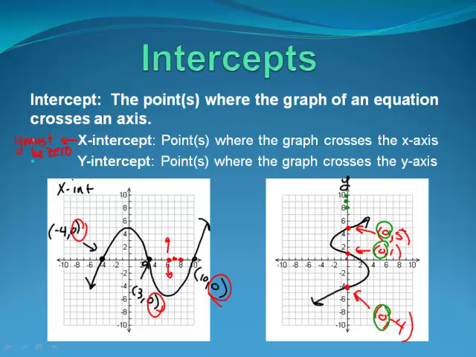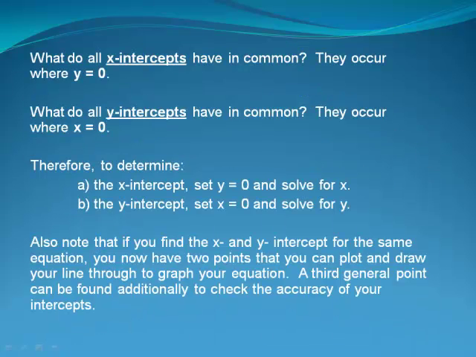In order to have a point on the y-axis, you can't have moved right or left off of the axis, which means x has to be 0 in order to not move left or right, because that's what x movement does. And so, if we summarize that on this slide, what do all x-intercepts have in common? They occur where y is equal to 0, always. And what do y-intercepts have in common? They occur where x is equal to 0.